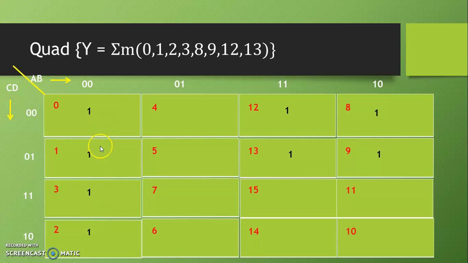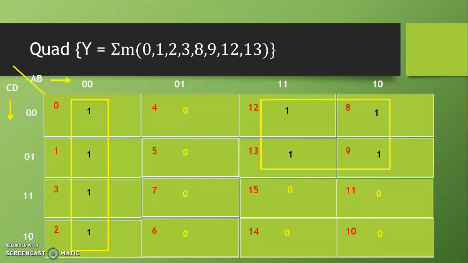So we can prepare a group of 4, known as a quad, for all the ones in the top row, as well as in cells 8, 9, 12 and 13 where we have a group of ones, and that quad is also possible. Meanwhile we write zeros in all other cells, and then we prepare the quads. So this is the first quad in the given Boolean function, and another quad is also possible. This way we can prepare a group of 4 ones, known as a quad.